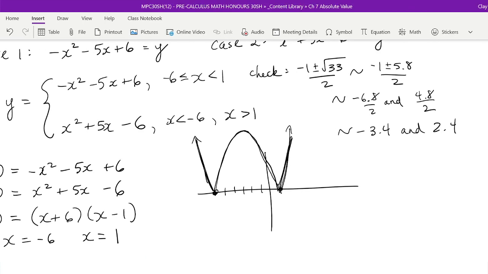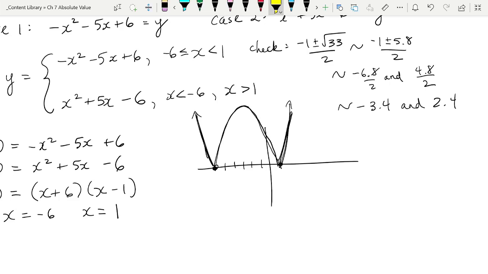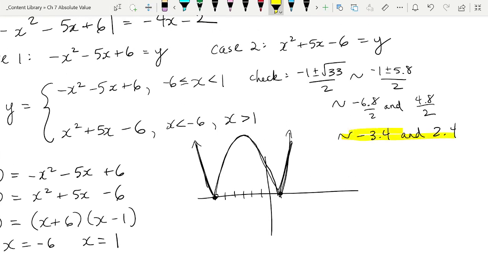Hang on, let's use a highlighter. So these two answers are for this case. Do they both work? Well, we already know one of them doesn't. And can you see that? You'd have to be between negative 6 and positive 1, and aha, 2.4 is extraneous. Do you get why it's extraneous? It's not between 1 and negative 6. But this number is, so that one is my solution. Well, actually, sorry, I circled the wrong thing.